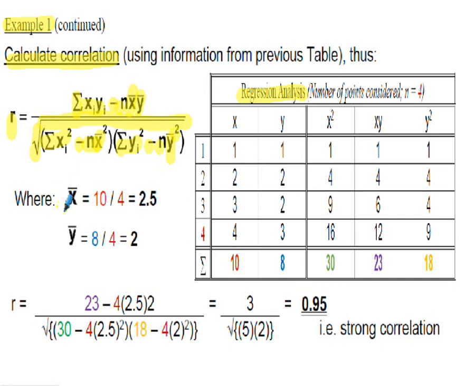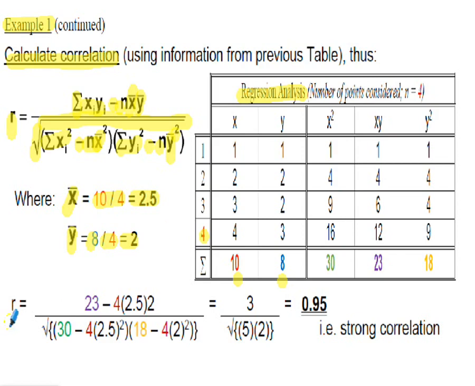To calculate the x bar in this case, it's simply the summation of the x's divided by the number of points here, so that's 10 divided by 4 is 2.5, and to find the y bar, that's the summation of the y values, 8 in this case, divided by the 4 gives us 2.